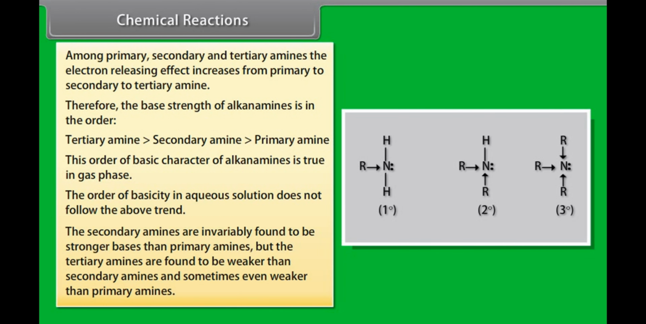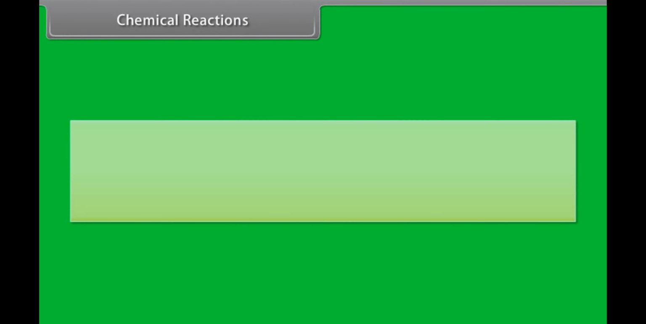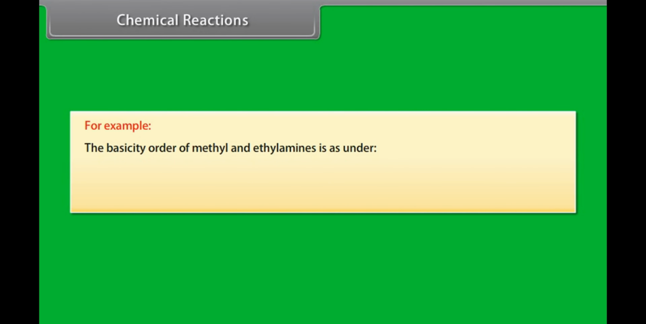The secondary amines are invariably found to be stronger bases than primary amines, but the tertiary amines are found to be weaker than secondary amines and sometimes even weaker than primary amines. For example, the basicity order of methyl and ethylamines is as under.